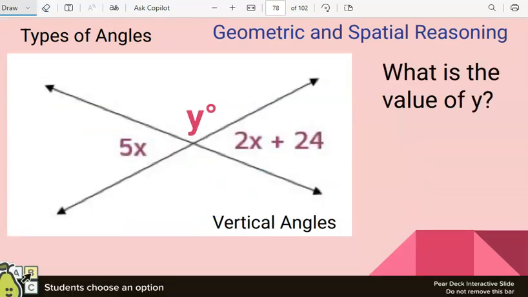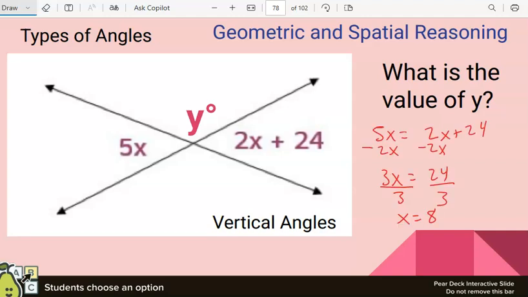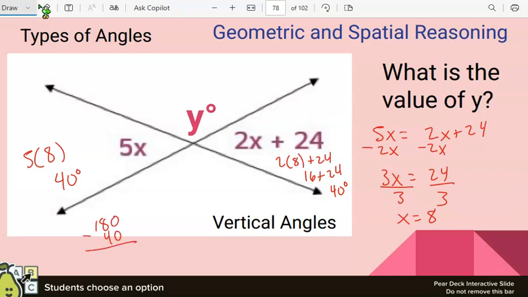Try this example on your own. What is the value of y? Pause the video and try this. We are ready to check. Unpause the video. First, find what x is by setting these two angles equal to each other. Evaluate into the angles. You get 40 degrees. To get y, it's 180 minus 40. y equals 140 degrees.